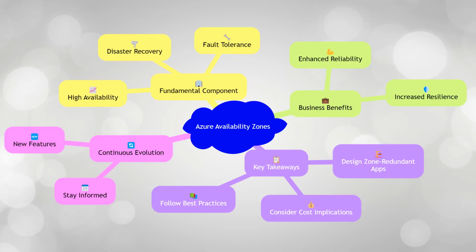Availability zones are a fundamental component of Azure's architecture, providing high availability, fault tolerance, and disaster recovery capabilities. By understanding and effectively utilizing availability zones, businesses can enhance the reliability and resilience of their applications. Key takeaways include the importance of designing zone-redundant applications, considering cost implications, and following best practices to maximize benefits. As Azure continues to evolve, staying informed about new features and capabilities will be crucial for maintaining a robust cloud infrastructure.